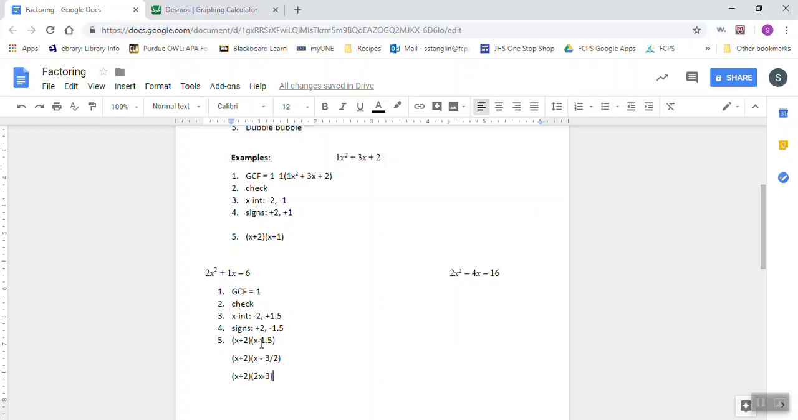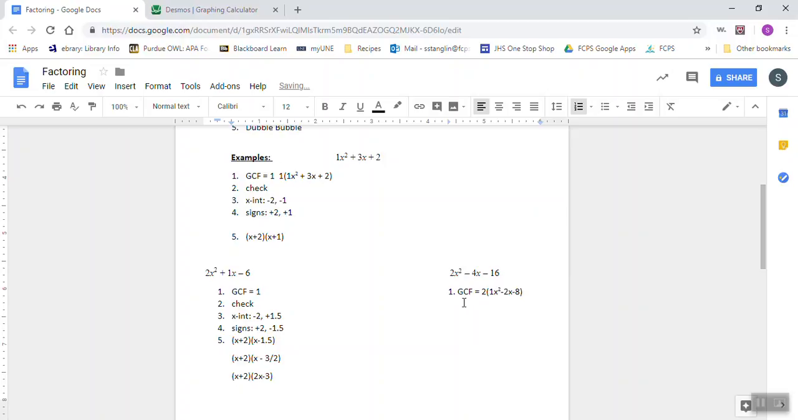So just remember, if you have a decimal, you need to change it to a fraction and then slide the denominator in front of the x. Let's try one last example. Okay, so here, we're going to look for our greatest common factor. So we have 2, -4, and -16. So our smallest number is 2, and I can divide that into everything. So I'm going to go ahead and divide that out. So 2 divided by 2 gives me 1. -4 divided by 2 gives me -2. And -16 divided by 2 gives me -8.